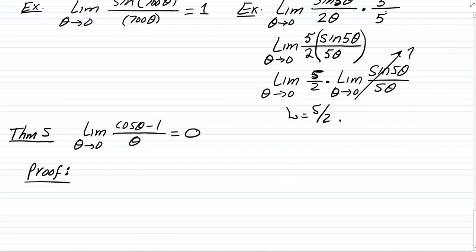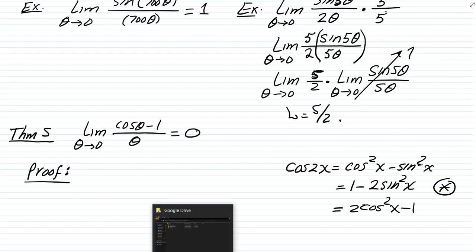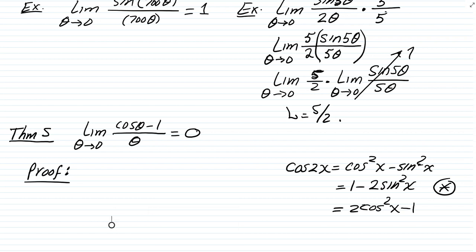Remember the double angle identity for cosine, right? Cosine 2x. Well, there's actually 3 forms of that. One of them, just so you don't totally forget this, is cosine squared x minus sine squared x. That's one of them. If you use the Pythagorean identity to rewrite either cosine squared or sine squared, the other version becomes 1 minus 2 sine squared x. And if you rewrite sine squared as 1 minus cosine squared, then you get 2 cosine squared x minus 1. So remember, there are 3 versions of this identity. Okay? All right. Now, the one that I'm going to use is this one. Okay? So let's prove this theorem.